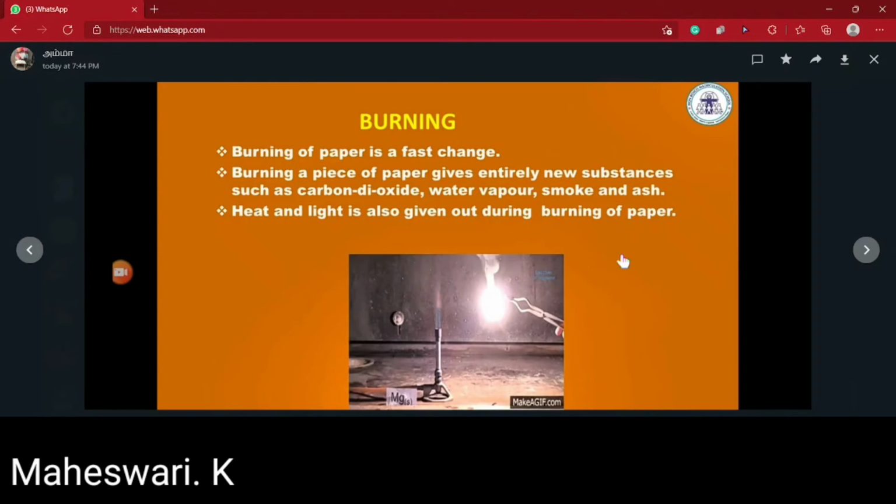Let us see burning. The burning of paper is a fast change. Burning a piece of paper gives entirely new substances such as carbon dioxide, water vapor, smoke and ash. Heat and light are also given out during the burning of paper.